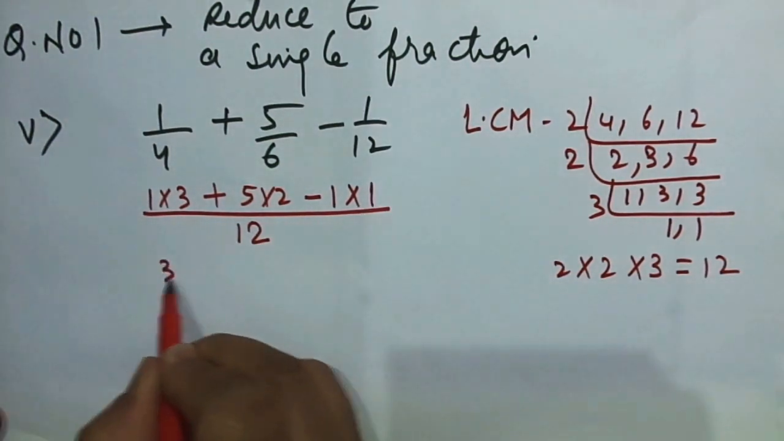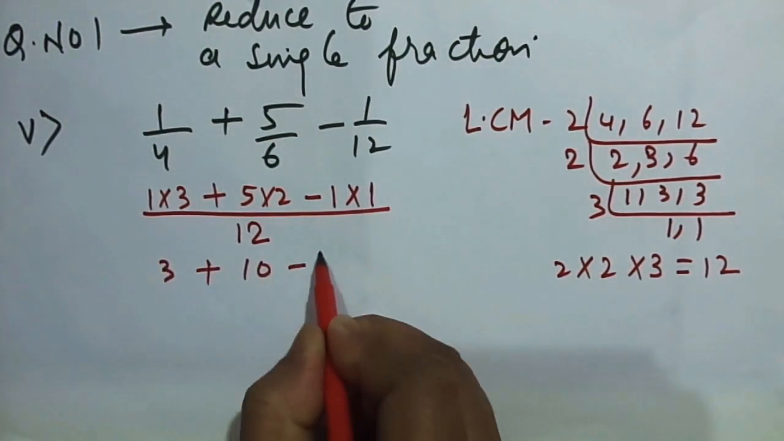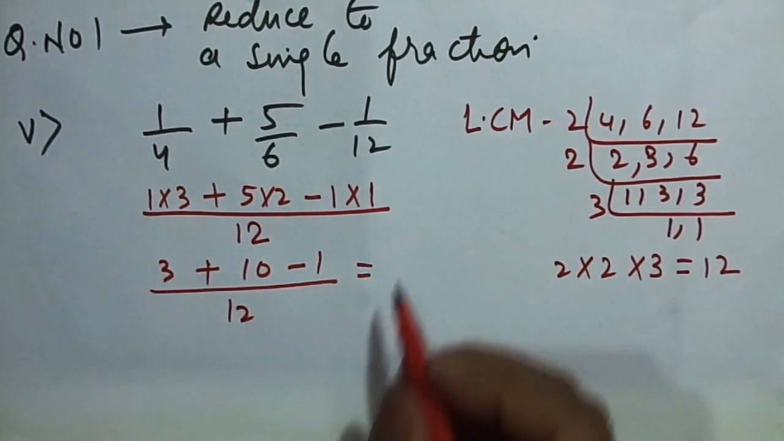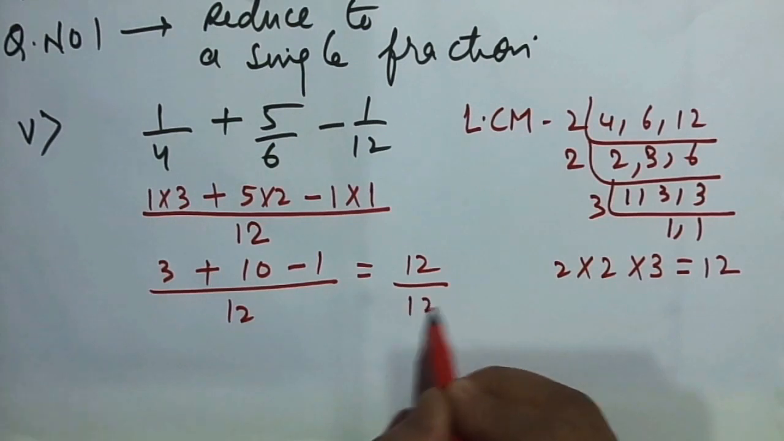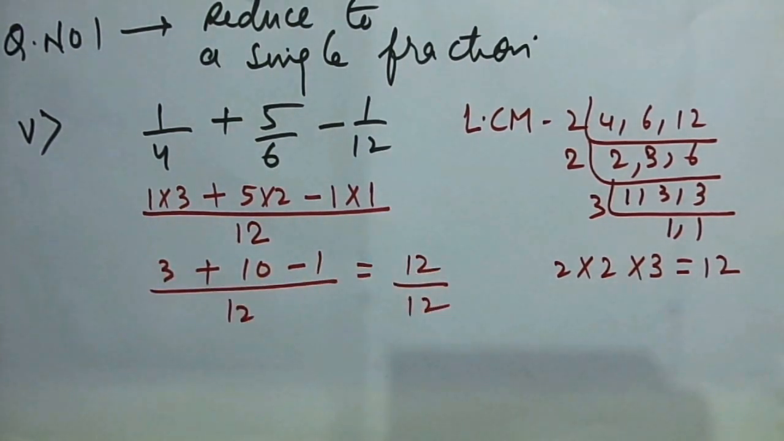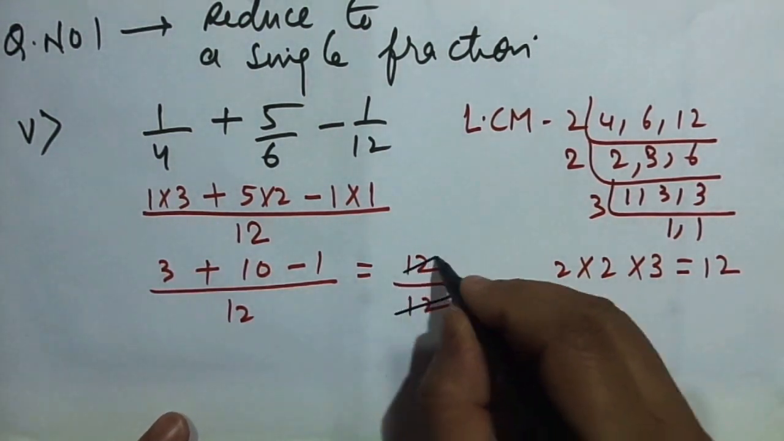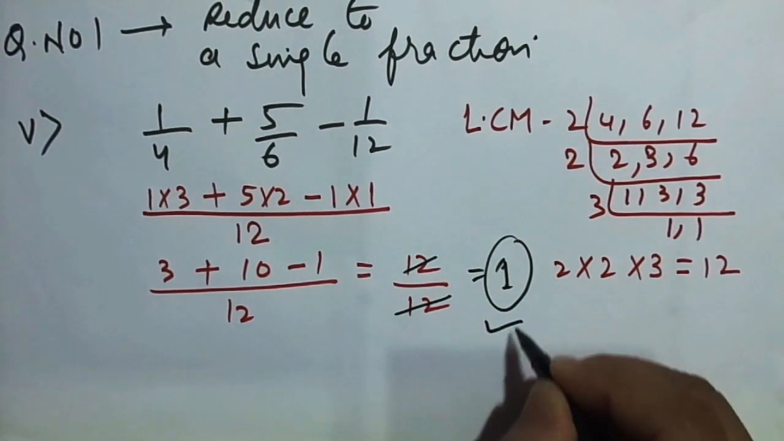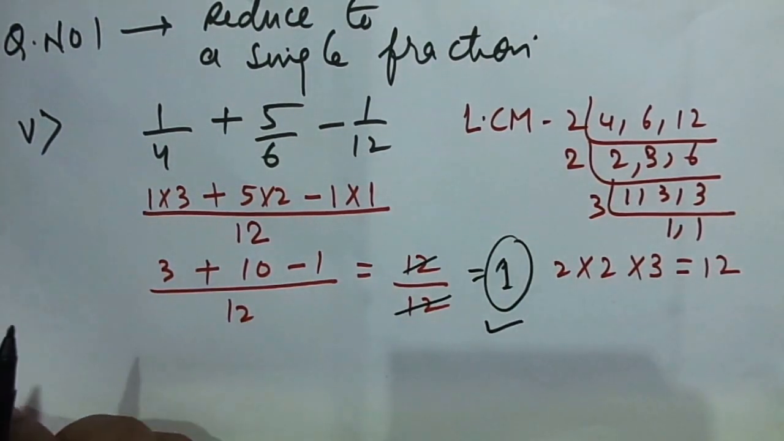So we get 3 plus 10 minus 1 by 12, which will be equal to how much? 10 plus 3, 13 minus 1, 12 by 12. And on cancellation, I find that I got the value as 1, which is our solution, isn't it?